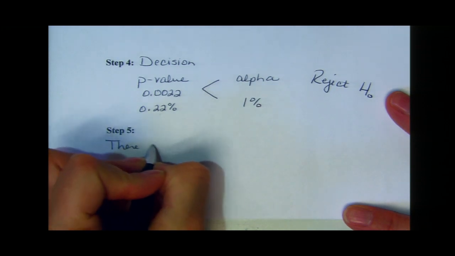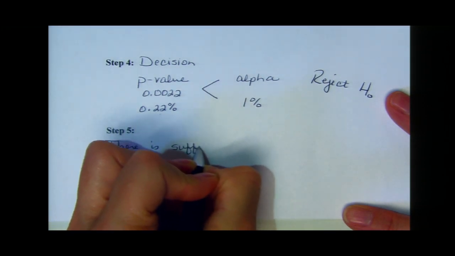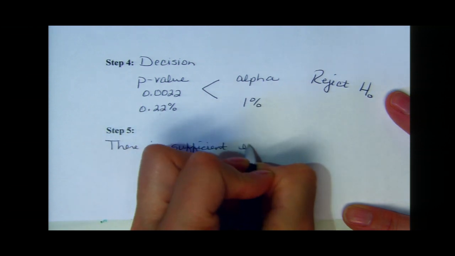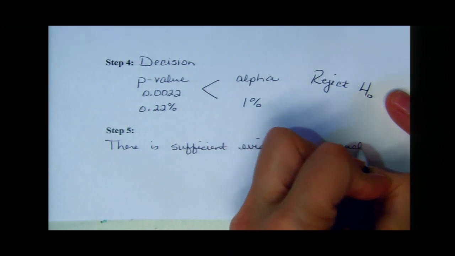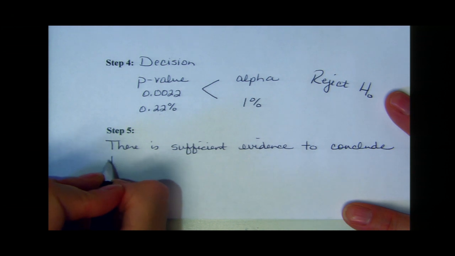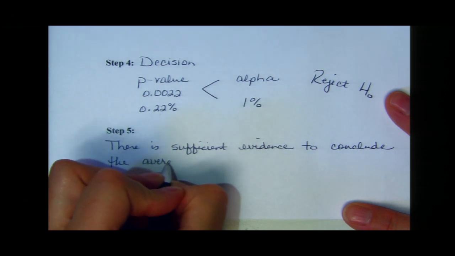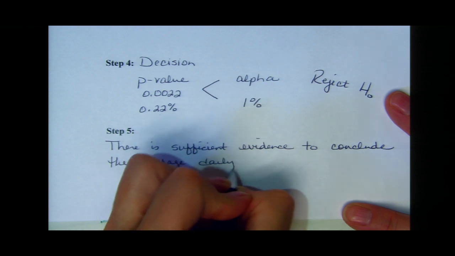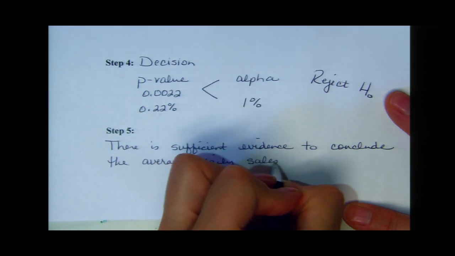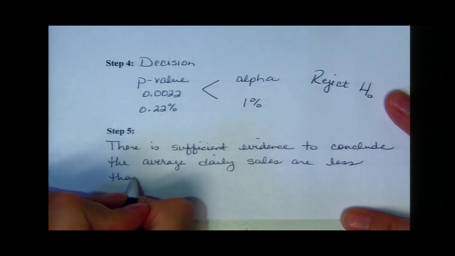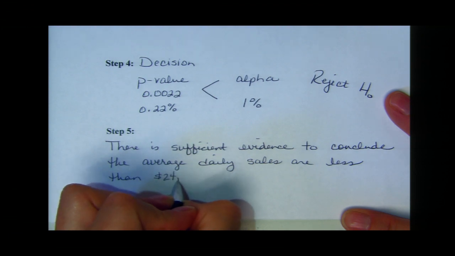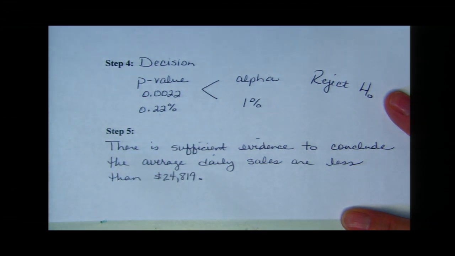So there is sufficient evidence to conclude the average daily sales are less than $24,819. And again, because we rejected, there was sufficient evidence. That concludes 8.1.